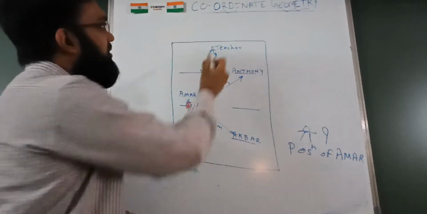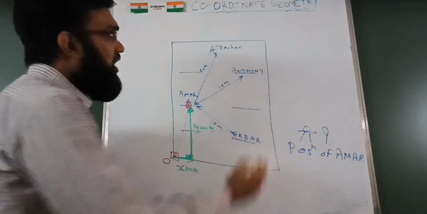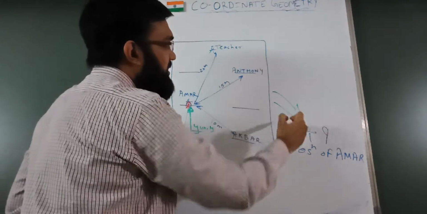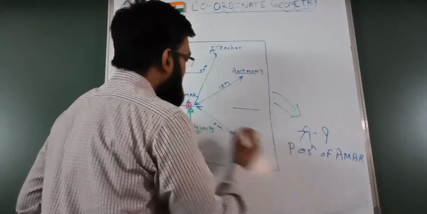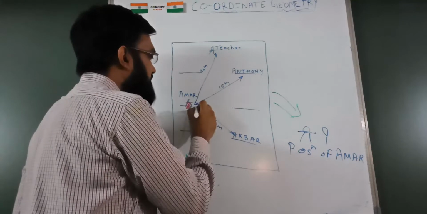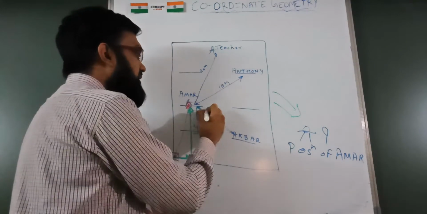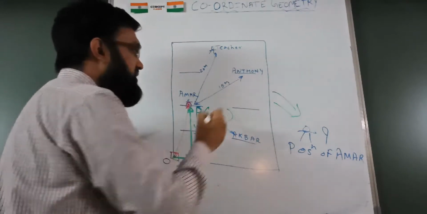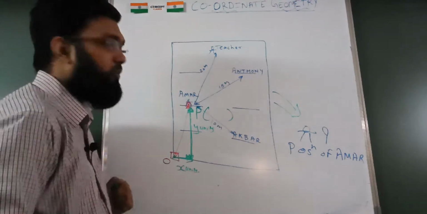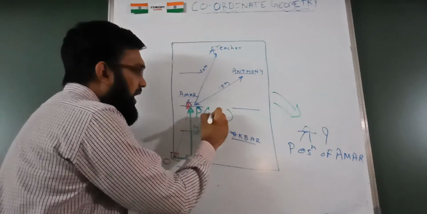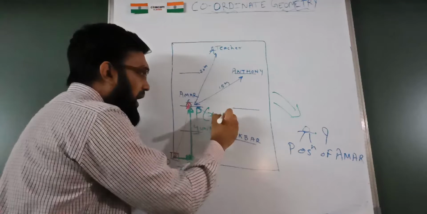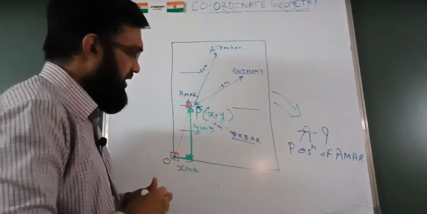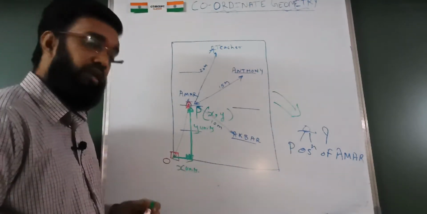Same will be for Akbar, same will be for teacher. Now if they give me the answer, yes, now I will know that Amar is at a position, say I call it as P. How can I define that? If I want to describe it in a mathematical language, I will tell X comma Y. Is it a perfect description? Will it always work? Yes.